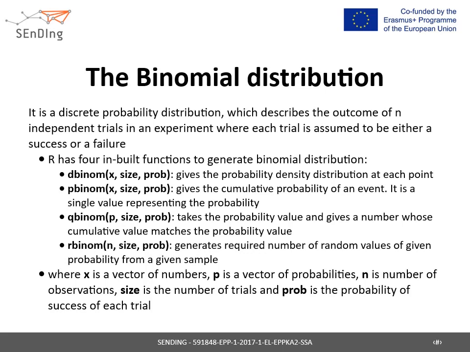dbinom(x, size, prob) gives the probability density distribution at each point. pbinom(x, size, prob) gives the cumulative probability of an event. It is a single value representing the probability. qbinom(p, size, prob) takes the probability value and gives a number whose cumulative value matches the probability value. rbinom(n, size, prob) generates the required number of random values of given probability from a given sample.